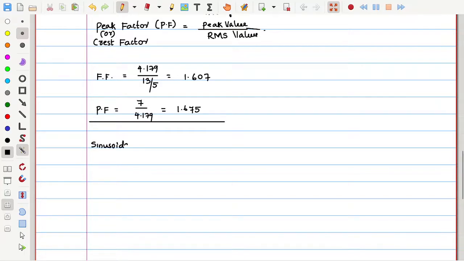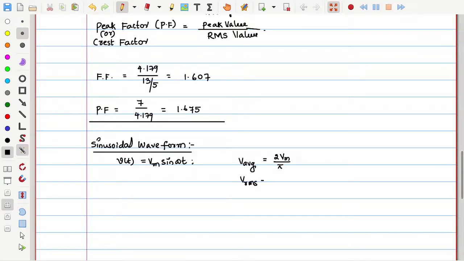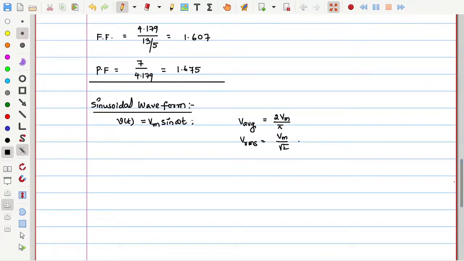Again, let me introduce the other kind of waveform also, the sinusoidal waveform which we saw in the last session. If we have voltage like this, Vm sin omega t, you should now be in a position to tell me the average value. So 2 Vm by pi. What about the RMS value? Vm by root 2. Now with these values, what will be the form factor? Vm by root 2 divided by 2 Vm by pi.